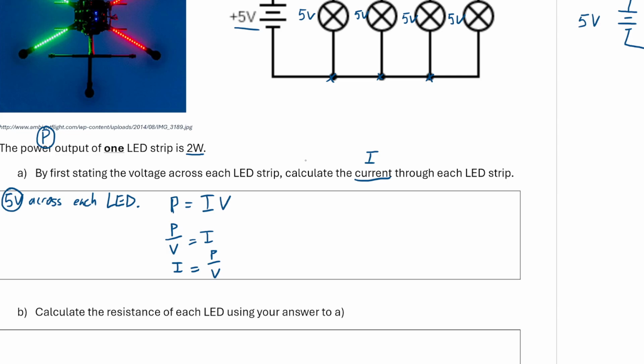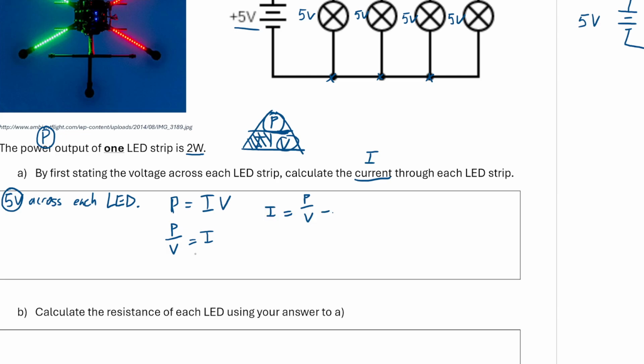And if you don't know how to rearrange, let's have a look at a formula triangle where P goes up top, IV at the bottom. Complete the triangle. You're looking for current, so you cover it up, and you're left with power over V. P over V. Great, now that we have our equation, let me just move it across. There we go. Got our equation.